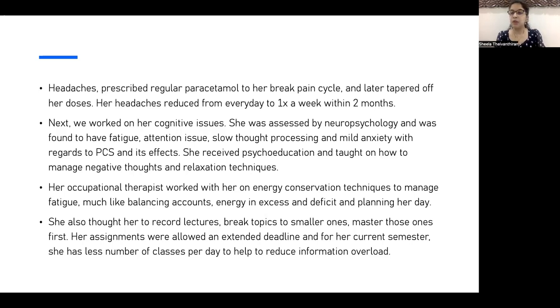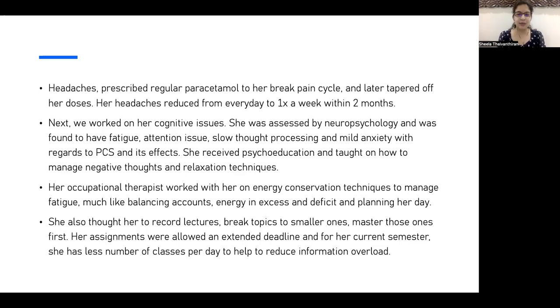She was assessed by a neuropsychologist. Now, if you don't have a neuropsychologist, it's fine. A clinical psychologist also works, as well as an occupational therapist. They found that she had problems with fatigue: cognitive fatigue, emotional fatigue, and physical fatigue, three types of fatigue. She had problems with attention and slow thought process, and she had mild anxiety with regards to post-concussion syndrome and its effects.